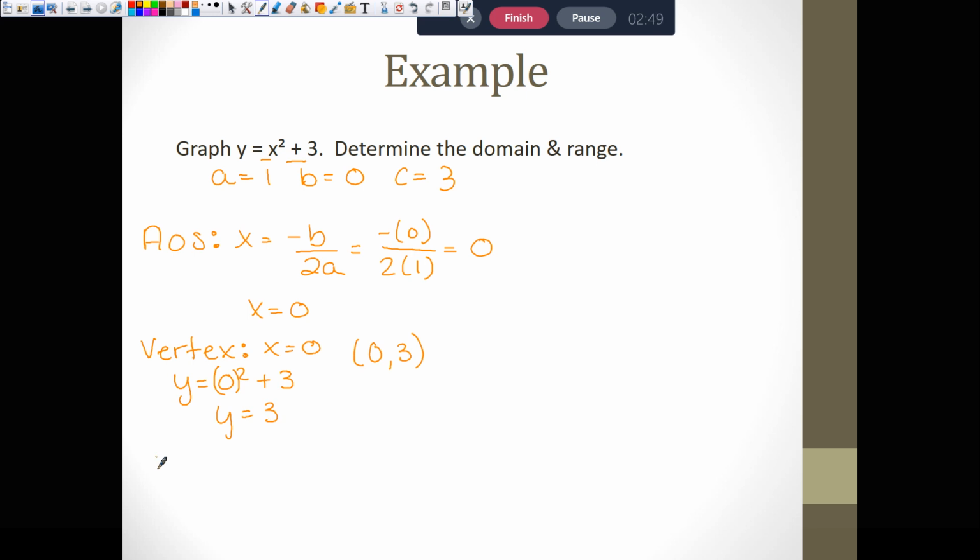Now I need to find an additional point because 3 is my y-intercept, so I can't use it, or I already am using it. So I want to pick a point near my axis of symmetry. So I'm going to pick the point 1. So when x equals 1, we're going to find what y is going to be. Y is 1 squared plus 3. So that is 4. So our additional point would be 1, 4. So now it's time to graph.